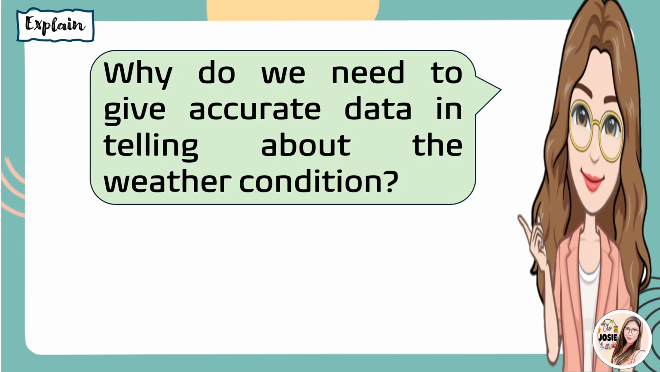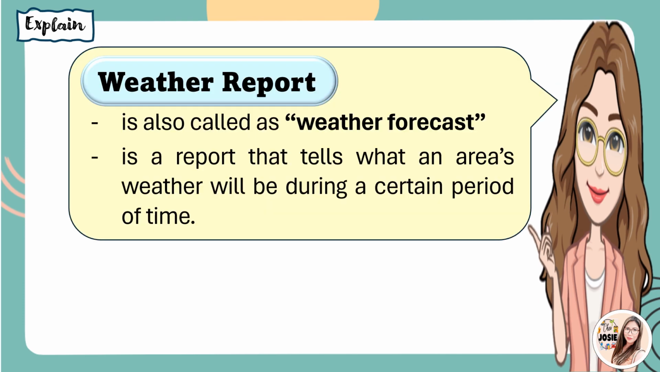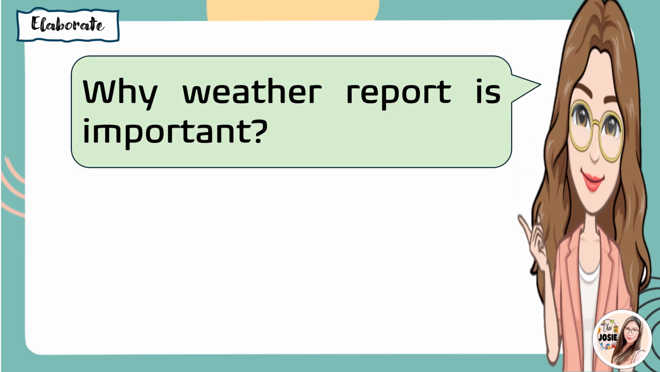Why do we need to give accurate data in telling about the weather condition? You're right. That is, to inform the people correctly and to make necessary preparations and plan for activities. What is weather report? When we say weather report, it is also called weather forecast. So it is a report that tells what an area's weather will be during a certain period of time. Why is weather report important?